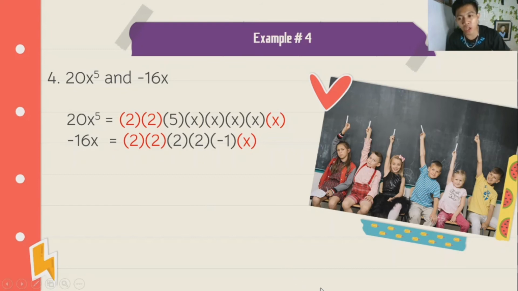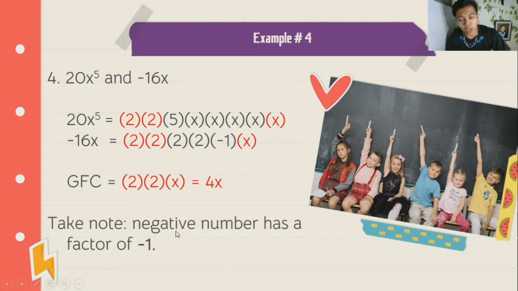Now, the question is, what is the GCF? Ano yung pareha sa kanila? Pareha silang may dalawang 2, pareha silang may isang x. So, sulat mo lang yon. Dalawang 2, isang x. 2 times 2, 4, and then times x, 4x. Therefore, the GCF of 20x raised to 5 and negative 16x is 4x. Take note, negative number has a factor of negative 1. Kagaya dito, di ba? Since negative number ito, dapat may factor siya na negative 1.